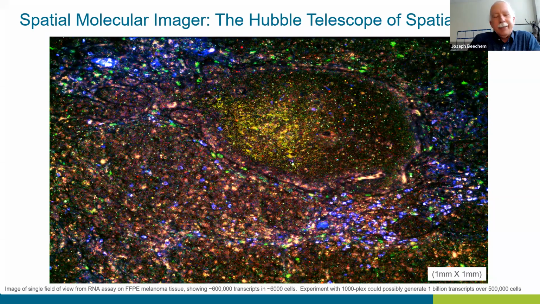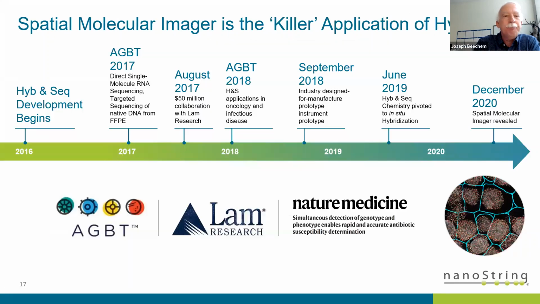When I'm looking at this thing, when we launch this next year, you'll be capable of doing about 500,000 cells like this, generating about 1 billion transcripts off a single tissue slice. So that's the scale we're working at: 500,000 cells, 1 billion transcripts at a time.